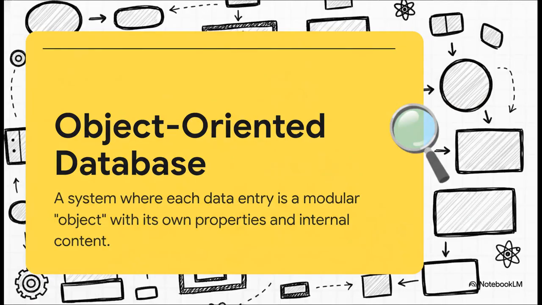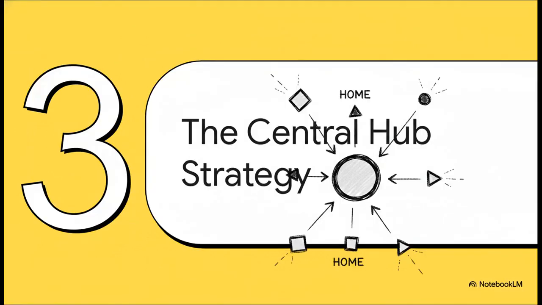And look, this isn't just some neat little feature. This is a fundamentally different architecture. This is what it means when people talk about an object-oriented database. Each entry isn't just a line of text. It's a self-contained object. It has its properties, sure, but it also has that whole internal universe of content we just talked about. This one shift transforms your data from a boring old list into a dynamic collection of powerful, interconnected objects.